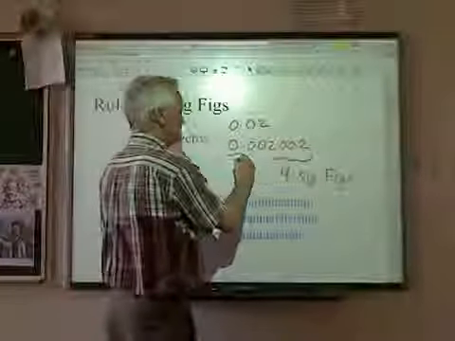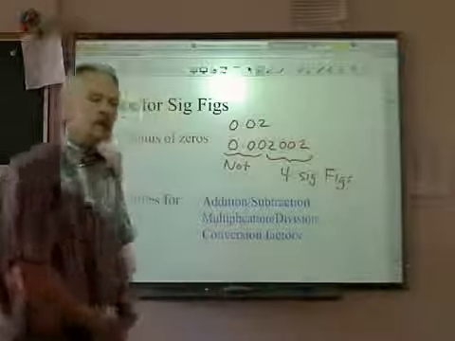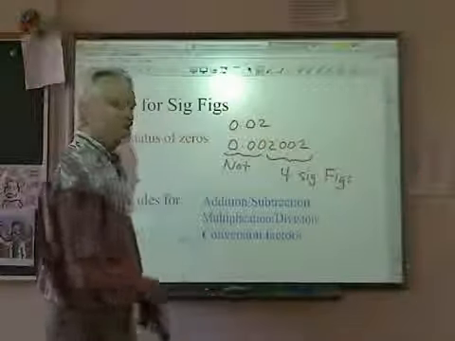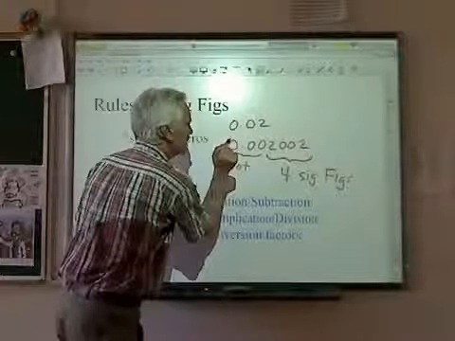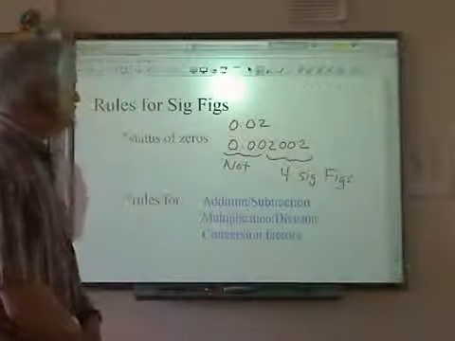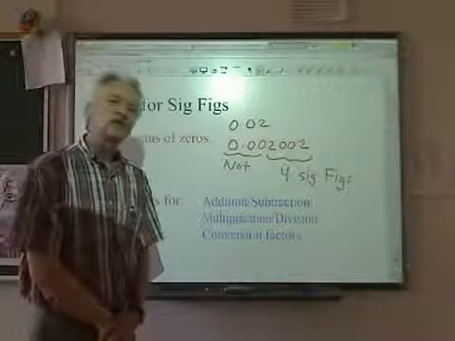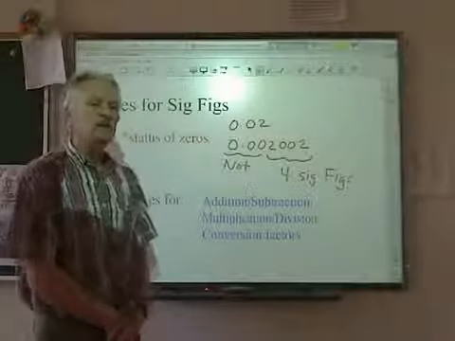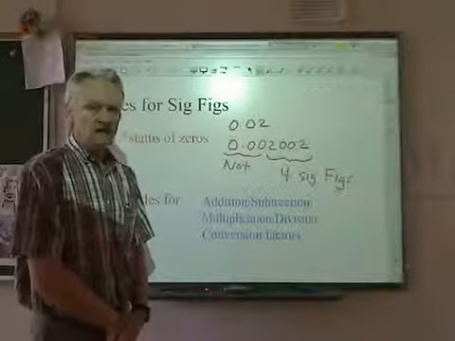These 3 zeros here are not significant, merely placeholders, and this one here is a convention that allows us to clearly locate that decimal point for, again, efficient communication. So the zeros are going to be the only thing that really gives you problems in determining the number of significant figures for a given measurement that you have.